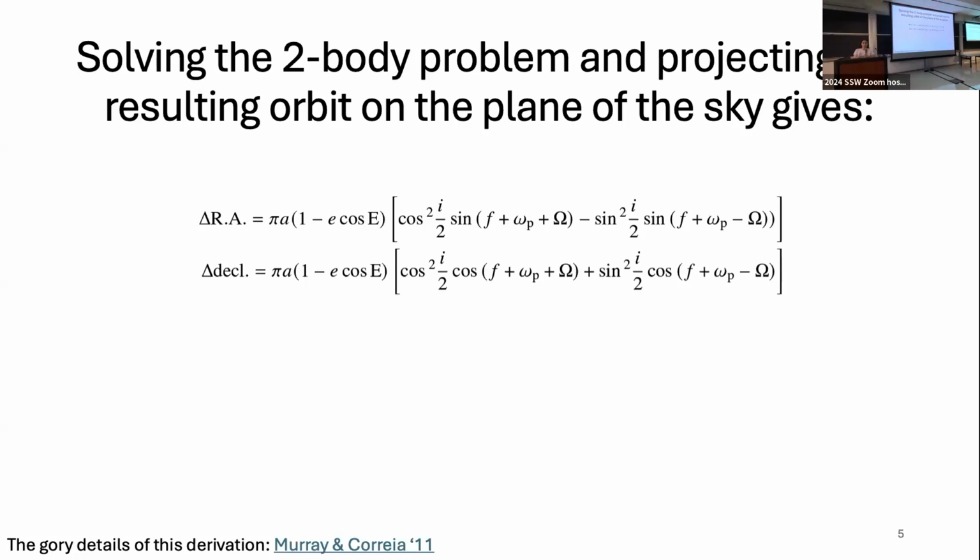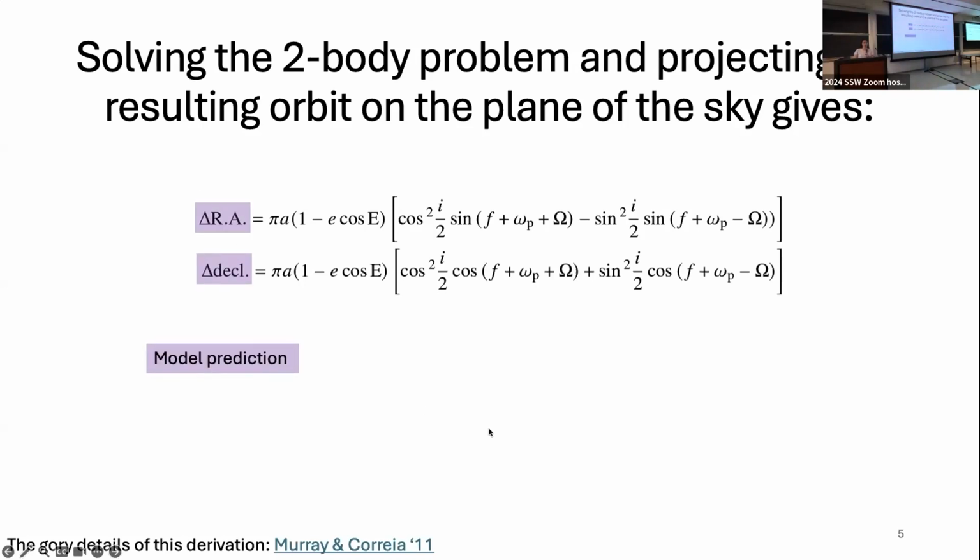So remember, our goal is to try to create a model of, given some set of orbital parameters, what are their predictions for what the relative position of the planet and the star is over time. I'm not going to go through the derivation, but the way that you get these predictions for astrometry is by solving the two-body problem. So you use Newton's laws and you solve for the motion of two massive bodies over time. So this is what you get.